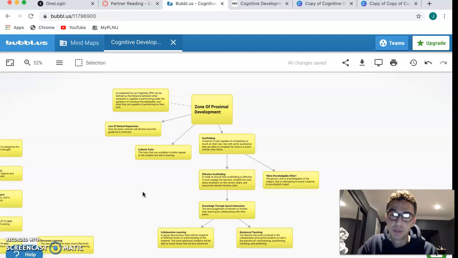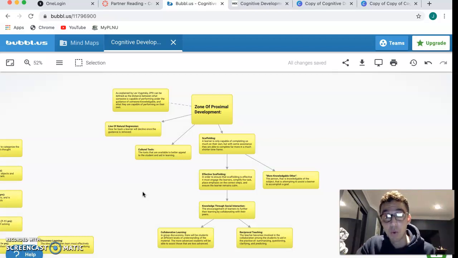And then moving on to reciprocal teaching. The teacher becomes involved in the collaboration among the students to aid in the practice of summarizing, questioning, clarifying, and predicting, right? And so basically you're throwing yourself in the mix, right? You're in the group projects, or not necessarily in them, but kind of popping in, seeing how things are going, and slowly kind of checking out, giving them their space so that they can do it on their own. And that's how you utilize the knowledge through social interactions.